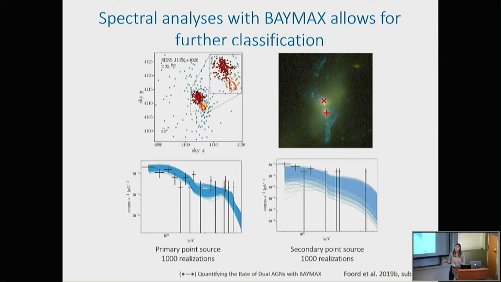So what we did is we defined an AGN luminosity criterion of 10 to the 40 ergs per second, and if any secondary did not meet that criterion, we would cross it off our list as not likely being a dual AGN. The idea here being that at X-ray luminosities below that threshold, you're susceptible to contamination from high-mass X-ray binaries and ultraluminous X-ray sources.